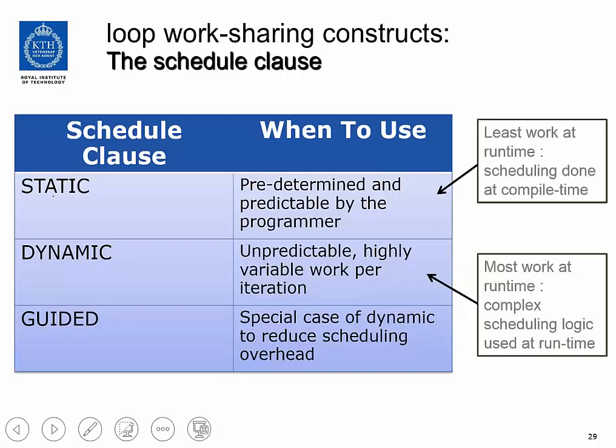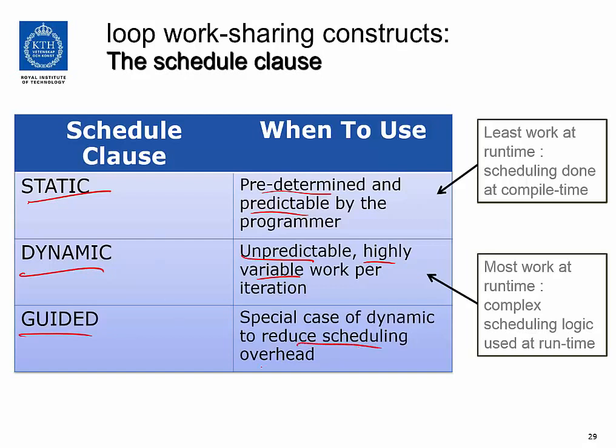So you should use static when the iteration execution times are predetermined and predictable by the program. It's the least amount of work at runtime. It's all being done at compile time. You should use dynamic when you have unpredictable, highly variable work per iteration. And you should use guided if dynamic seems to be too much overhead, because that will reduce scheduling overhead slightly. Dynamic has most work at runtime, complex scheduling logic, and static has least work at runtime. Use that whenever you can.